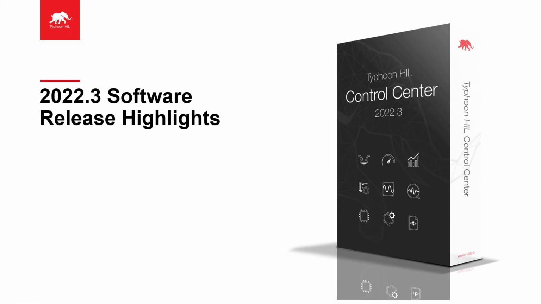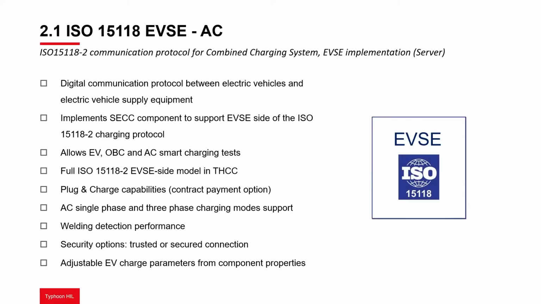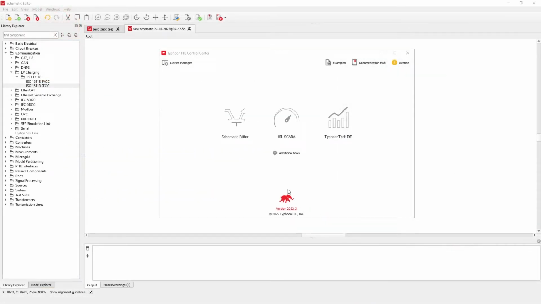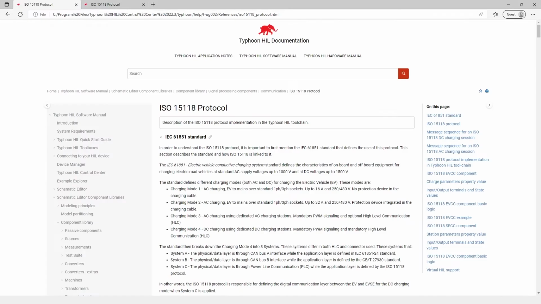Hello and welcome. In this video, we will look at the ISO 15118 feature for electric vehicle supply equipment simulation, available with the 2022.3 release of Typhoon Hill Control Center. This feature allows you to simulate a complete charging station according to the CCS and ISO 15118-2 standard for smart charging and test interaction with any electric vehicle charging controller.